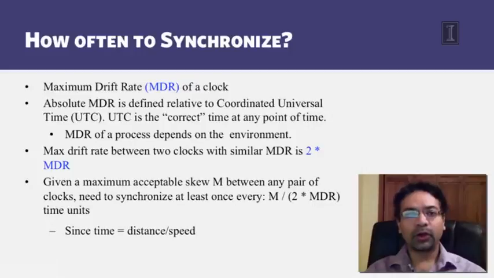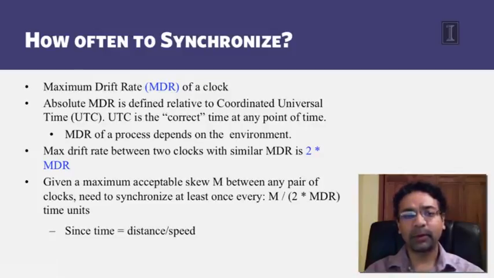How often do you want to synchronize the clocks of different processes? Well, this depends on the maximum drift rate of the clock. The absolute maximum drift rate, or absolute MDR, is defined relative to the UTC time, which is the correct time at any point of time. The UTC time is maintained by correct atomic clocks at standards bodies. The MDR of a given process depends on the environment. MDR is defined with respect to something, and when you say absolute MDR, it's defined with respect to UTC.